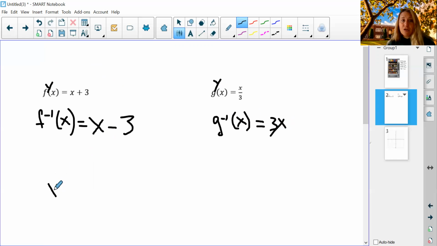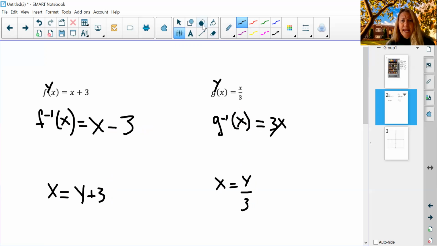Here's the work. I knew what the inverse function was by common sense, but you were taught to do this work. You were taught to switch the x and the y and then solve for y. So you would get x minus 3, and this would be the inverse function. Same idea here: x equals y over 3. You would multiply both sides by 3, and then this y you would have to recognize is the inverse function of what you started with.